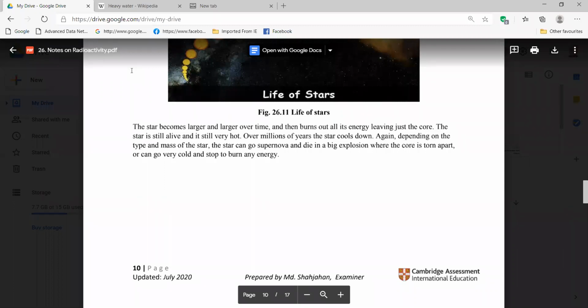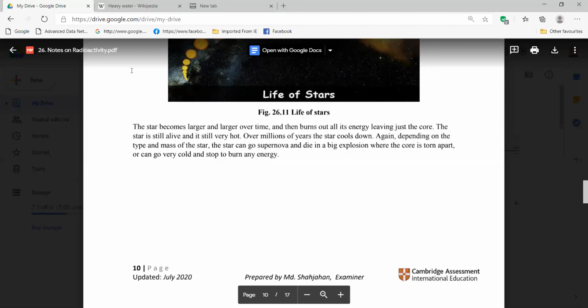The star becomes larger and larger over time and then burns out all its energy, leaving just the core. The star is still alive and is still very hot. Over millions of years, the star cools down again, depending on the type and mass of the star. The star can go supernova and die in a big explosion where the core is torn apart, or can go very cold and stop burning any energy.